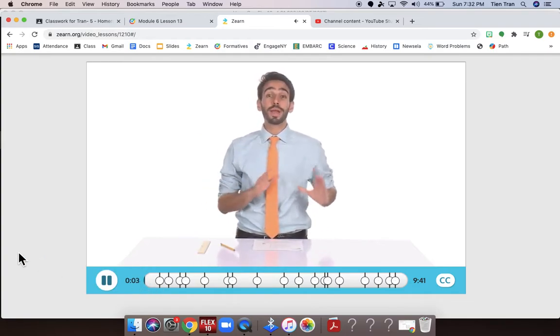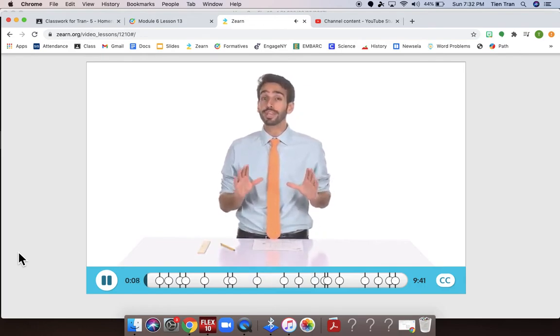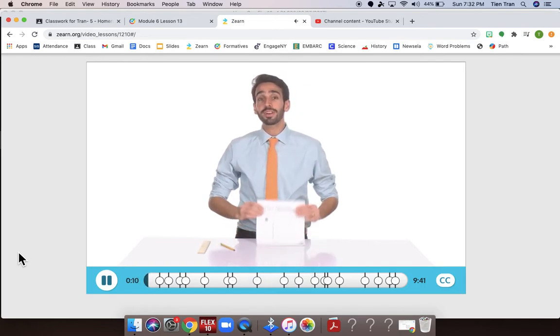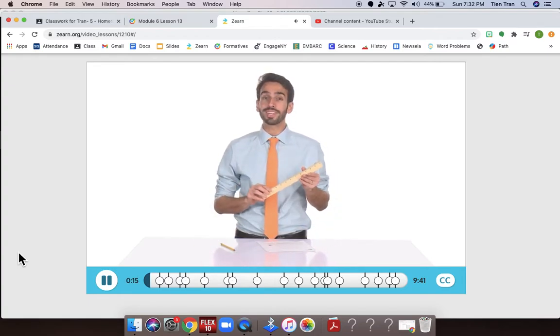Today we'll be working with parallel lines. Lines that will never intersect no matter how far they extend. Let's get started in our notes. Make sure you have a straight edge or ruler for this lesson.